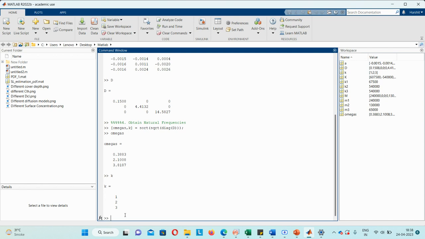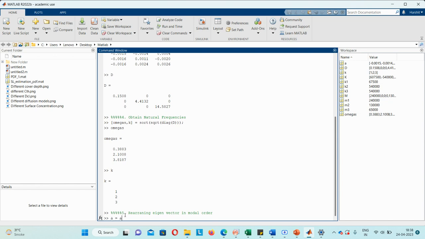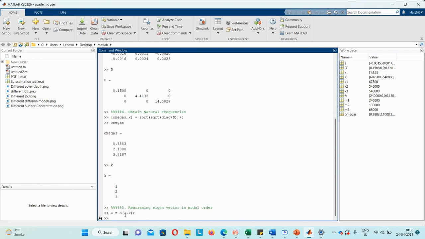Now we'll see the eigenvectors. We'll arrange the eigenvector also in this same sequence. For now, the sequence is the same as what we obtained, but still we need to know how we can rearrange the eigenvectors if the sequence is not in the particular order. Rearranging eigenvector in modal order. How to do that? A is equal to A comma K. So this will arrange it in a particular order.